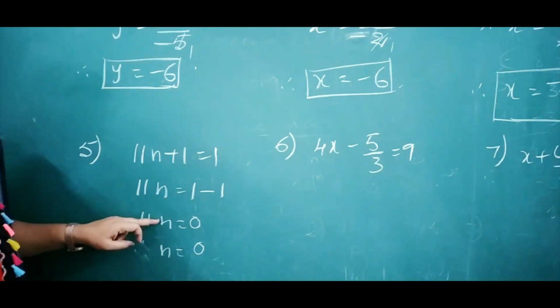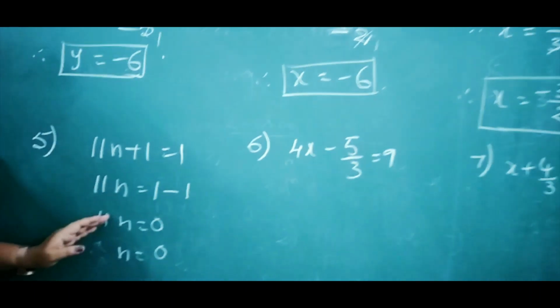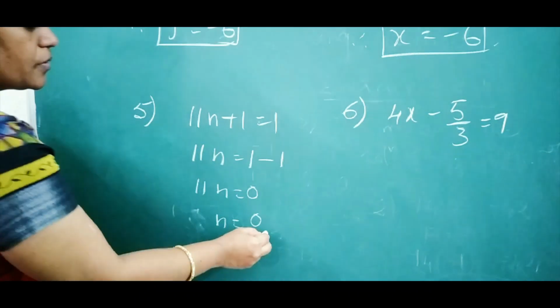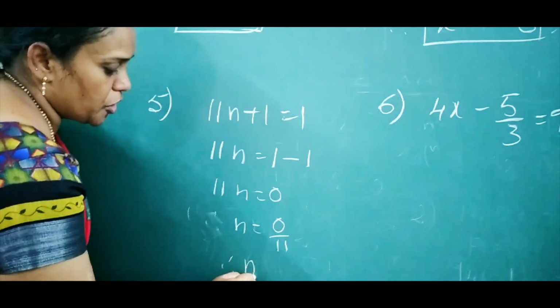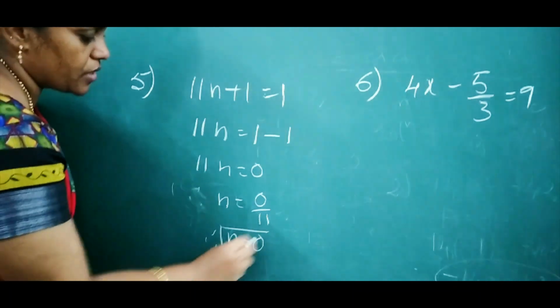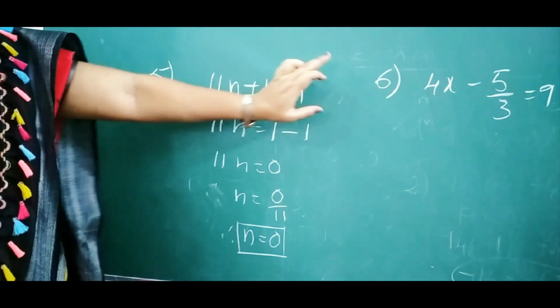So here 11 and n are in multiplication relation. So the multiplication transposed to that side, we get division by 11. Therefore, 0 by 11 is 0. Therefore, n is equal to 0. n equal to 0 is the solution of this equation.